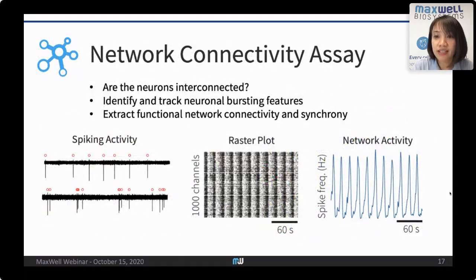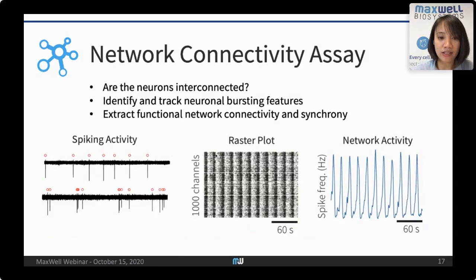Next, we have the network connectivity assay. Here we ask, are the neurons interconnected? And we can find that out by checking the burst features and how synchronous the firing rate of the cells is. So how do we do that?